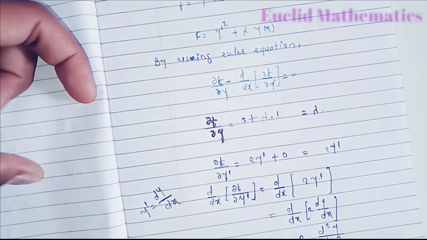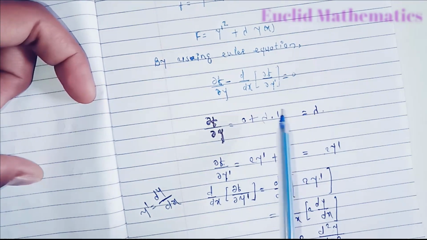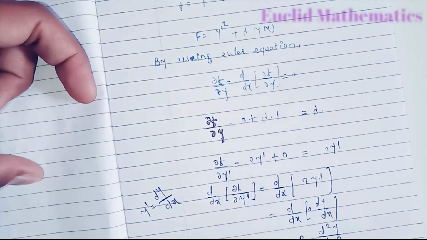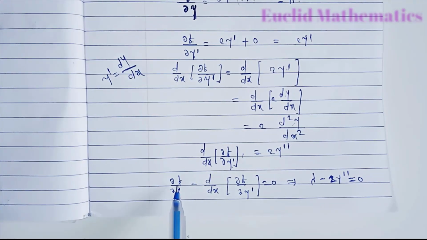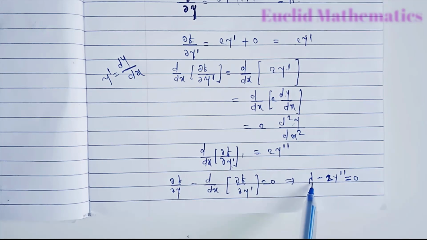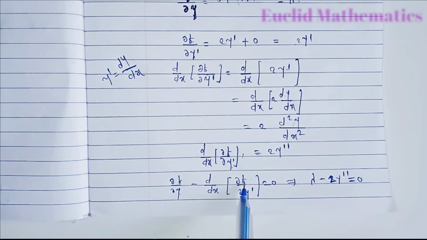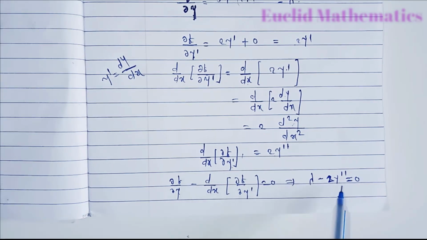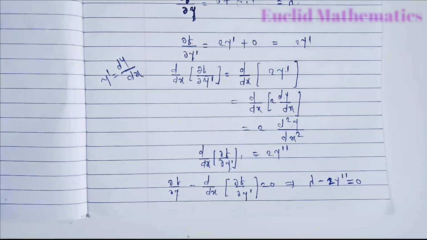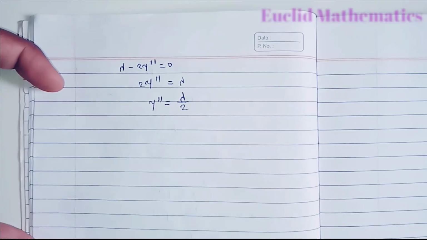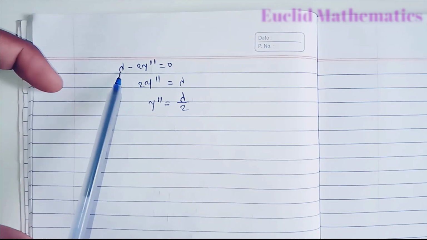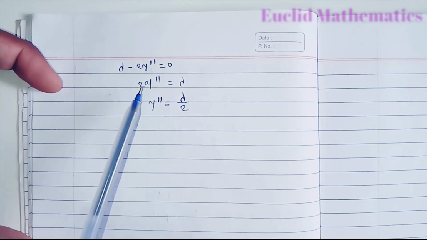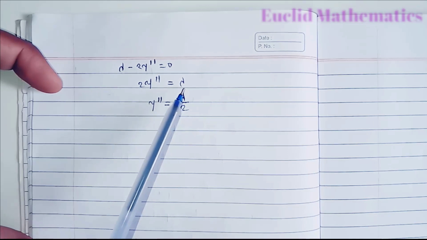Now put these values in our Euler equation. Delta F by delta y is lambda, minus d by dx of the derivative of F with respect to y dash, which is 2 y double dash. Solving it further, by using the Euler equation we get lambda minus 2 y double dash equals 0, so 2 y double dash equals lambda, and it shows that y double dash equals lambda by 2.